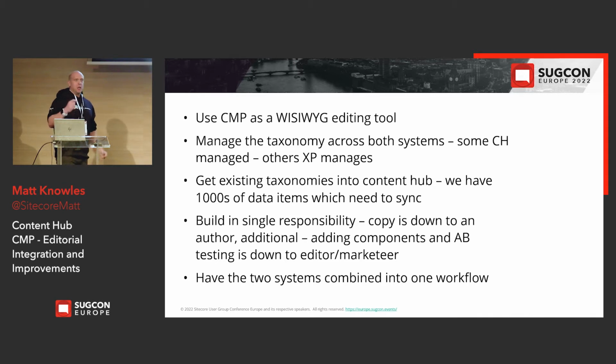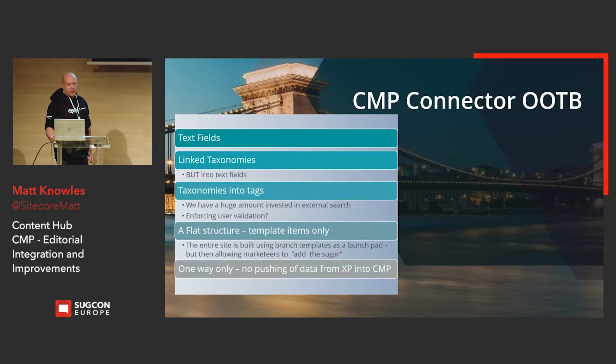Examples of this would be, we would have pages which we used as data sources for other pages, long established. This needed to be maintained as part of the workflow. We had to have a single point of truth, a single source of truth for every single field in every single item, be that CMP and Content Hub, or be that XP. And we needed to create one workflow out of all of this.